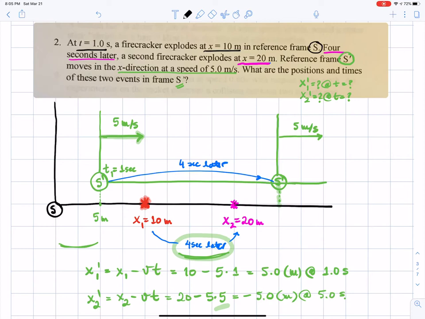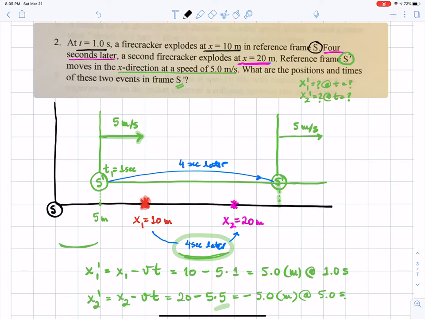And now the question is, what are the positions and times for those events that happen in S? How are they going to be viewed in S prime? So if you look at the pictures, and you can also use the Galilean transformation, then this problem can actually be resolved without the Galilean transformation because it's very obvious what's happening here.